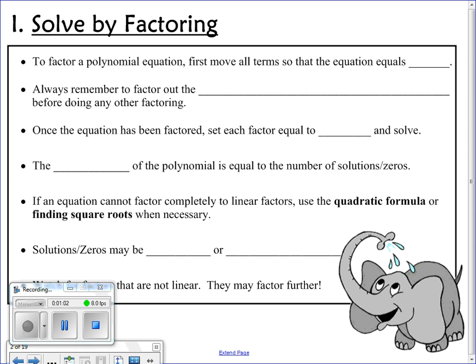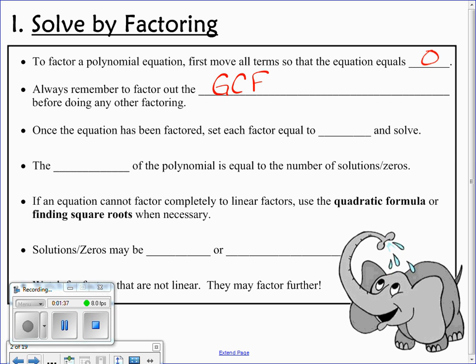First part here: to factor a polynomial equation, first move all the terms so the equation equals 0. Always remember to factor out the GCF before doing any other factoring. The line is so long in case you wanted to write greatest common factor, but I'm lazy. Honestly, that's probably going to be your biggest thing throughout this section: remember to take out the GCF first. The problems get a lot easier if you take that out.